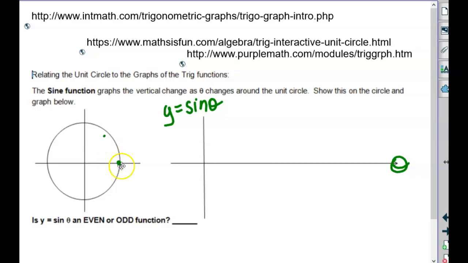As we move around this way, the sine value gets taller and taller until it gets to 1, right? If I took those little sticks and moved them over here, it's getting taller and taller until it gets to 1. Now what's happening to the y value over in this quadrant? It's still positive, but it's getting shorter.